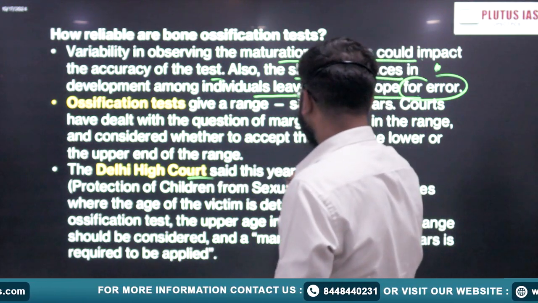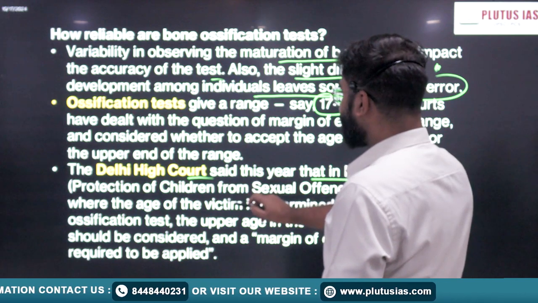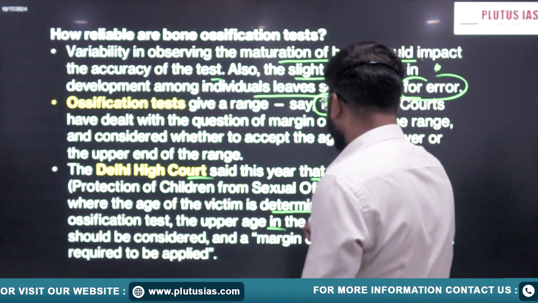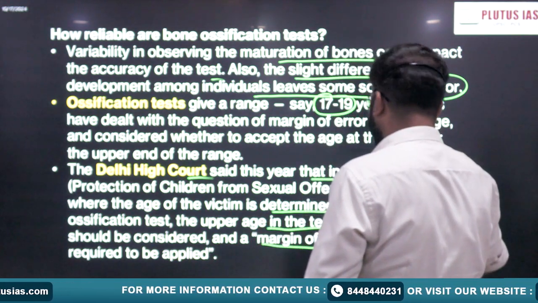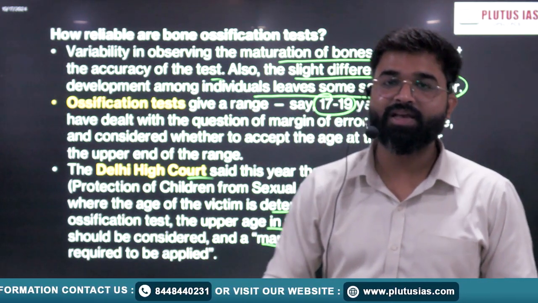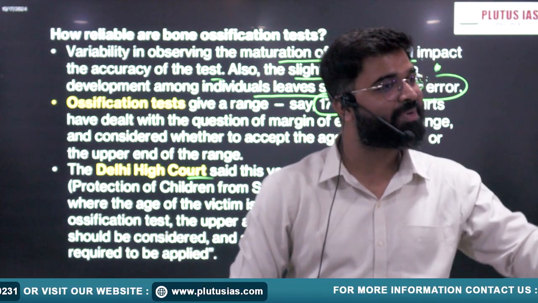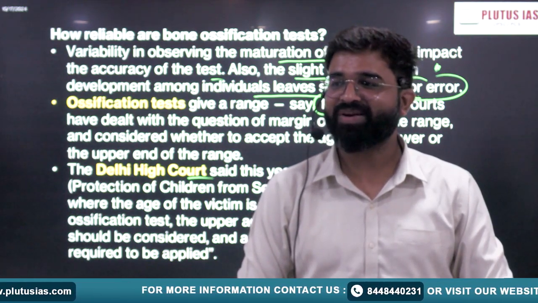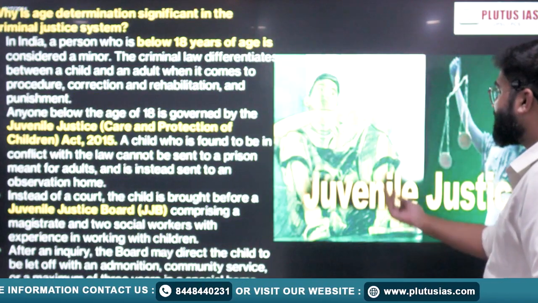So the Delhi High Court said this year that in POCSO Act cases where the age of the victim is determined through an ossification test, the upper age in the test reference range should be considered and a margin of error of 2 years is required to be applied. So basically, the court will consider the upper range. And what is the upper range? Again, 19 years old. Are you getting my point? Okay, so ultimately he will be prosecuted. Aisa kuch hota hai, toh dekhte hain.